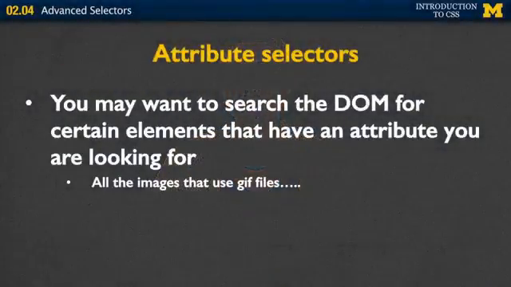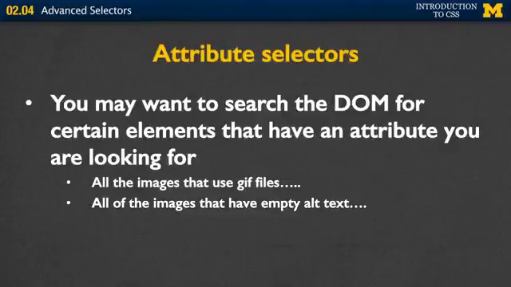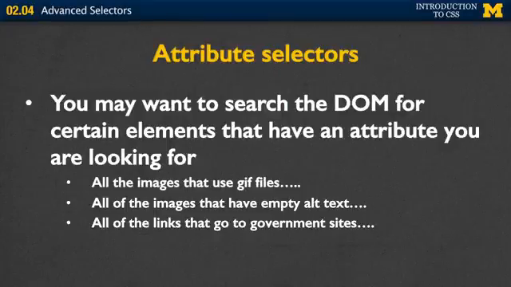So the way that attribute selectors work is that they search the DOM for elements that have the attribute that you are looking for. So for instance, you might want to look at all the images that use GIF files, or all the images that have empty alt text, or maybe all the links that go to government sites or nonprofit sites or educational sites. It's really easy for us to find those and style them a little differently.